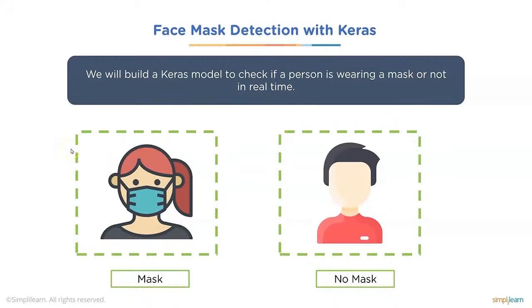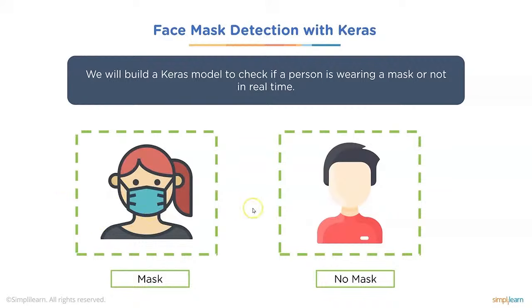We're going to do a face mask detection with Keras. We're going to build a Keras model to check if a person is wearing a mask or not in real time. And this might be important if you're at the front of a store. This is something today which might be very useful as far as making sure people are safe. And so we're going to look at mask and no mask.